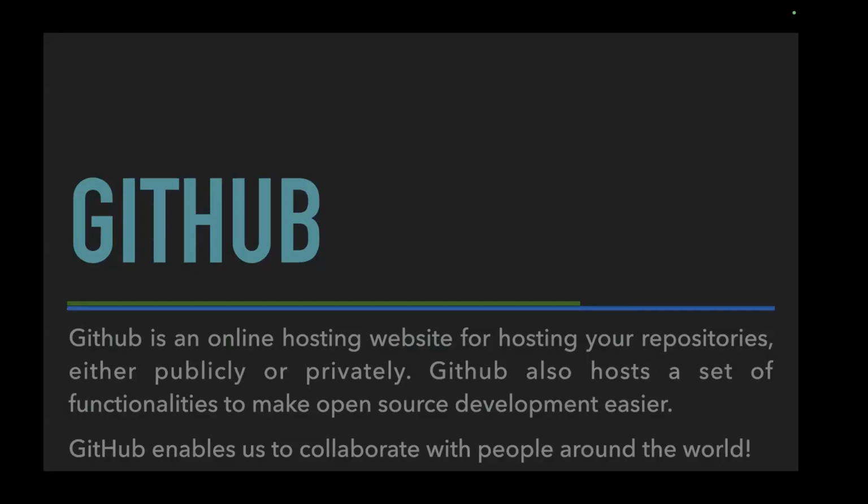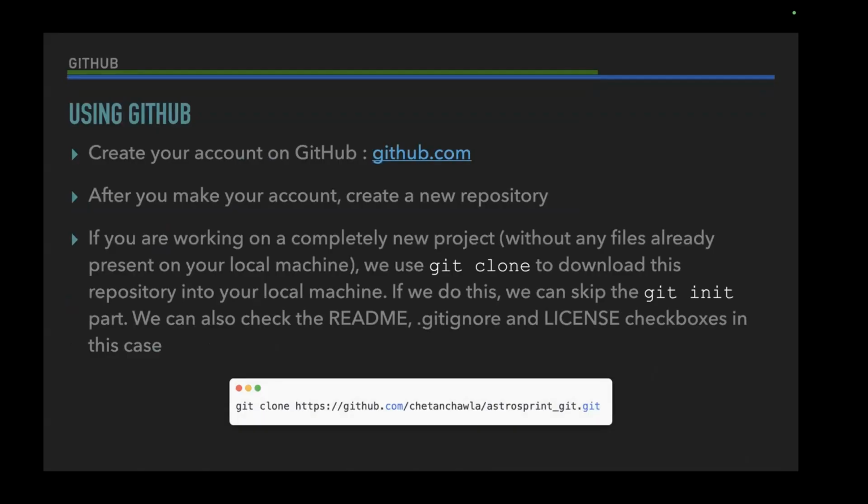We have these repositories saved on an online platform. So how do we use GitHub? We can create an account on GitHub. Again, it's free. After you make your own account, we can create a new repository. If we are working on a completely new project, let's say I do not have anything on my local computer yet, I can make a repository on the GitHub website and then use git clone. Git clone is a command of Git that clones this repository from the online website, GitHub, to your local machine. So it clones it, right?